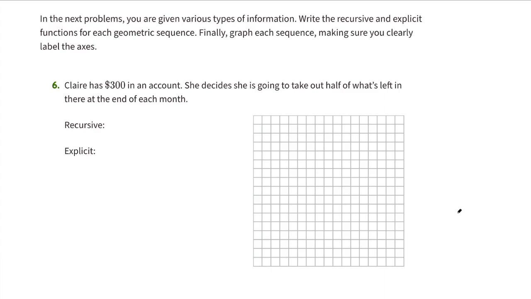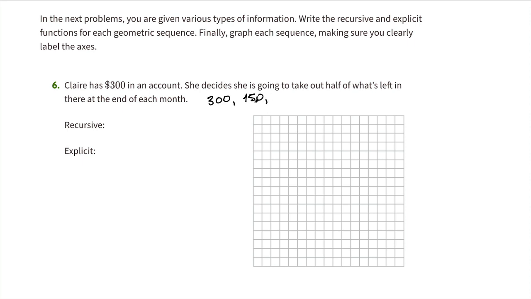Claire has $300 in an account. She decides she's going to take out half of what's left in there at the end of each month. We'd like to model this here. So we're starting off with $300. And then after she takes out half of what's there, there's $150 left.